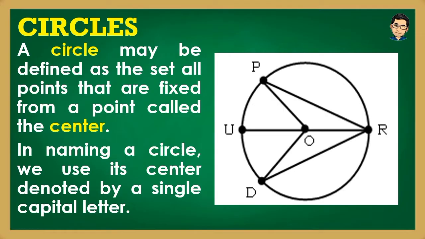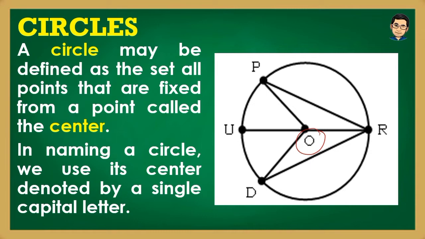Yung kasing circle, paikot lang yan. Infinite ang ikot niyan. Walang katapusan. So, it's the set of all points that are fixed from a point called center. So, yung center na sinasabi ko na yan, syempre center yung pinaka gitna. And then, yung center na sinasabi ko is ito, yung O. Okay, yung point O na yan.